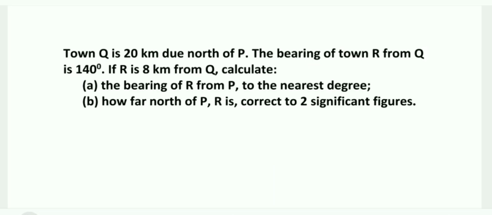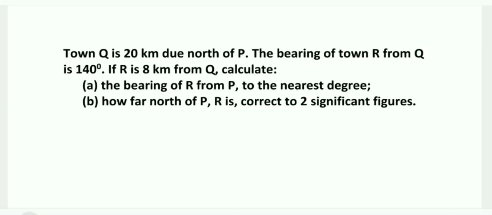But remember that bearings are usually measured in a clockwise direction from the north when written in three-figure digits. This question says, town Q is 20 kilometers due north of P. That means town Q is directly north of P, just on top of it. The bearing of town R from Q is 140 degrees. If R is 8 kilometers from Q, calculate the bearing of R from P to the nearest degree.